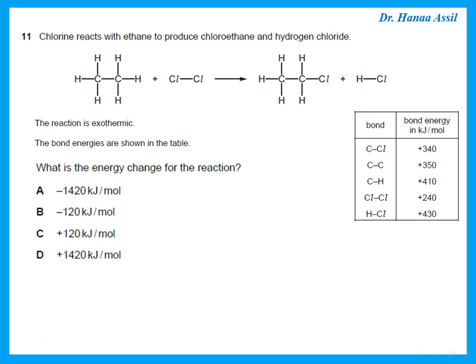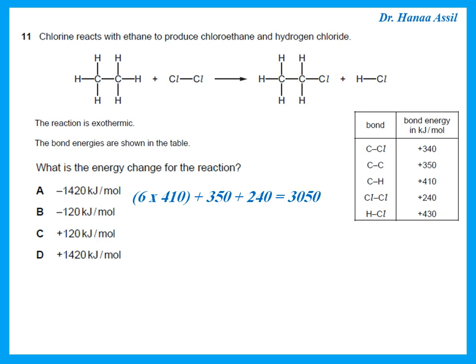So what do we have? We have 6 C-H bonds. So that is 6 times 410 plus 1 C-C bond. So that is 350 plus 1 Cl-Cl bond. That is 240. So I need 3050 kilojoules to break all the bonds in the reactants.